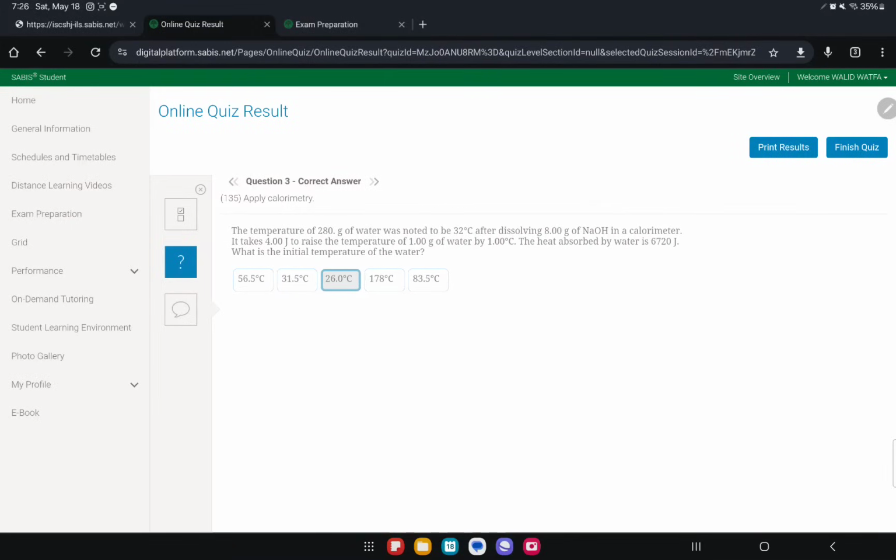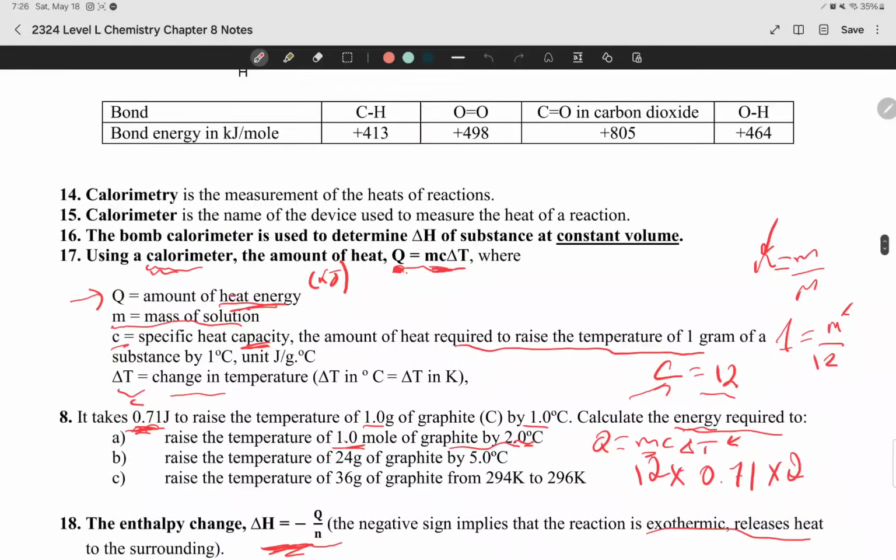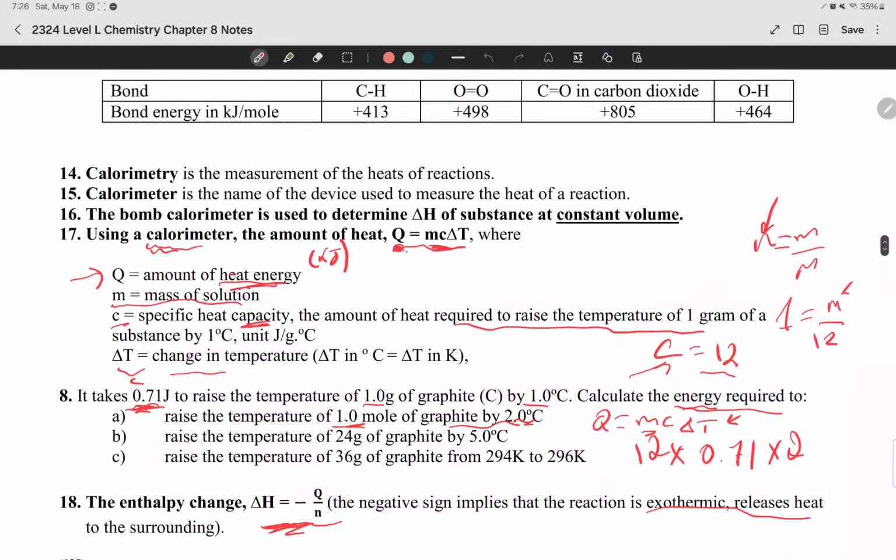Question 3. Okay, so look. In the notes, this is in the notes. I said this in the AMS recording. Q equals mc delta T, where Q is heat energy, M is the mass of the solution, C is the specific heat capacity, which is going to be given. They don't say C is 4, they say the amount of heat required to raise the temperature of 1 gram of the substance. That's how they give you the C. And delta T is just the change in temperature, final temperature minus initial temperature.